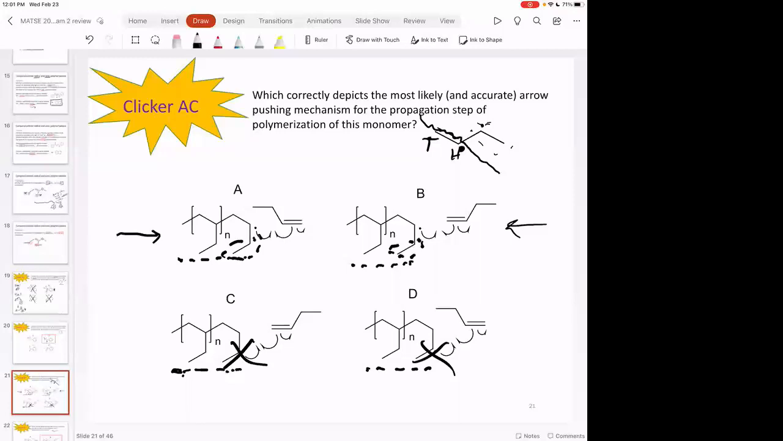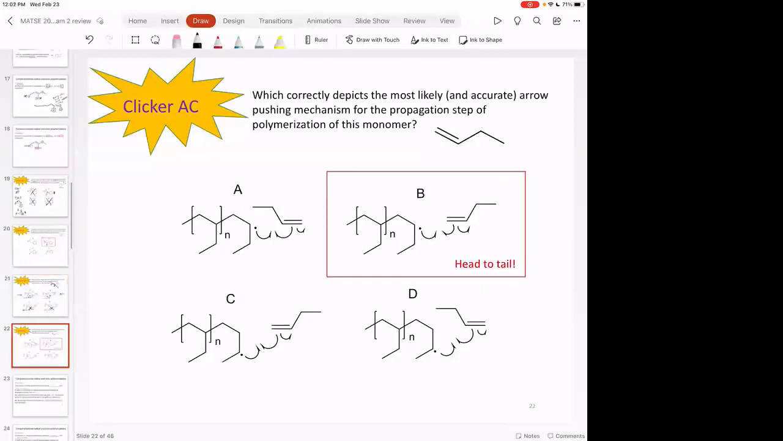And so is A or B correct? We know that free radical addition always proceeds what to what? Head to tail. And so does A or B depict head to tail addition? B, that's right. So this is the tail, that's the head, and that's the correct mechanism. And I think that is what I have. There we go. Head to tail. So that's hard because you do need to get the active center correct and you do need to get head to tail correct.